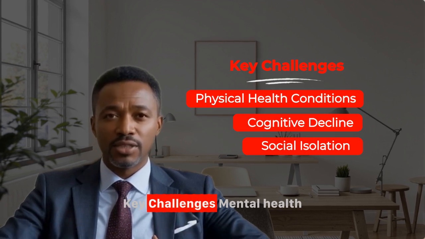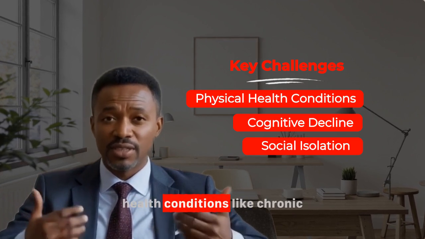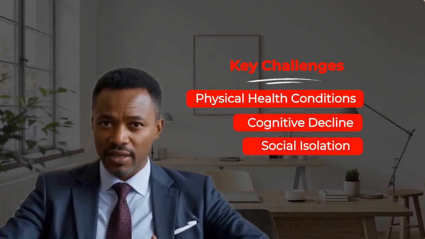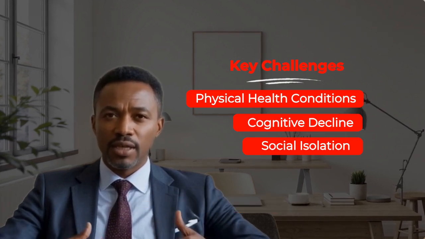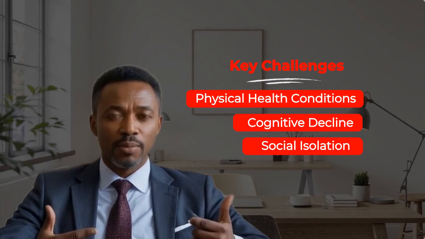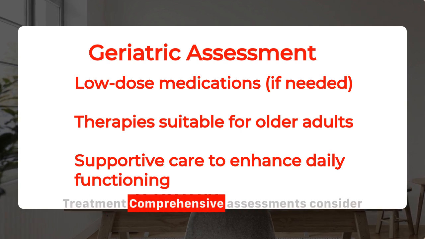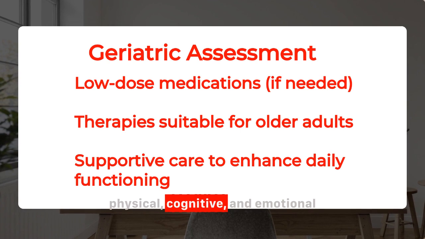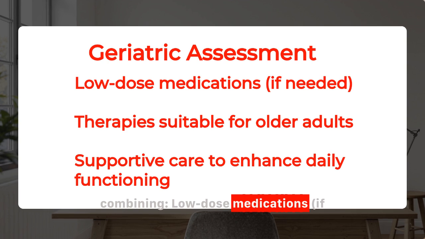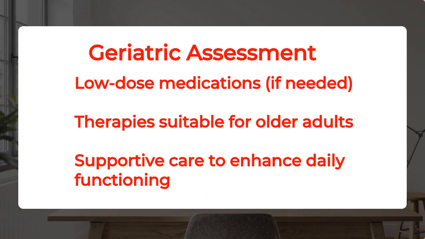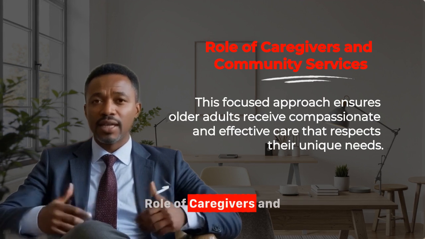Key challenges. Mental health in older adults is often complicated by physical health conditions like chronic pain or heart disease, social isolation, especially after retirement, widowhood, or family separation, and cognitive decline, which may mask or mimic psychiatric symptoms. Geriatric assessment and tailored treatment. Comprehensive assessments consider physical, cognitive, and emotional factors. Treatment is often tailored, combining low-dose medications if needed, therapies suitable for older adults, and supportive care to enhance daily functioning.